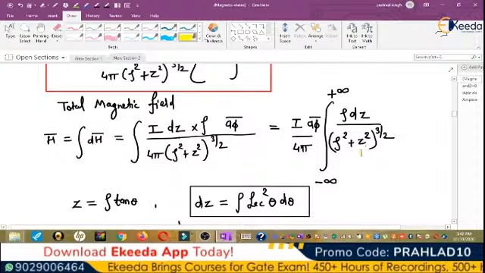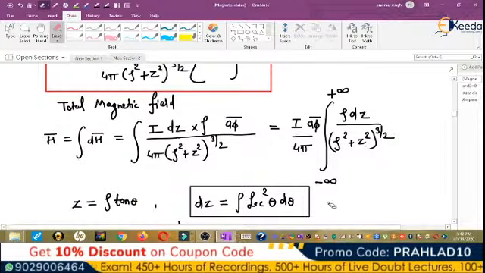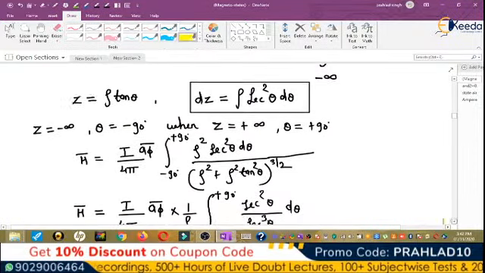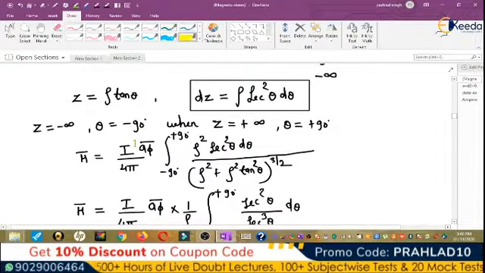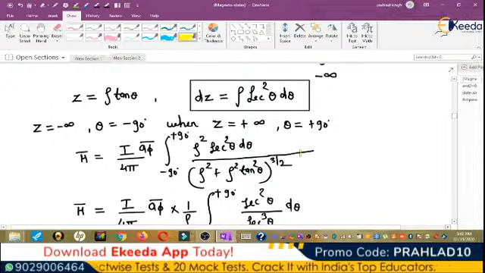To solve this integration, let z equal rho tan theta, where dz is equal to rho sec squared theta d theta. When z is minus infinity, theta is minus 90. When z is plus infinity, theta is plus 90. So the H vector is I by 4 pi a_phi, integral from minus 90 to plus 90 of rho squared sec squared theta d theta upon rho squared plus rho squared tan squared theta to the power of 3 by 2.